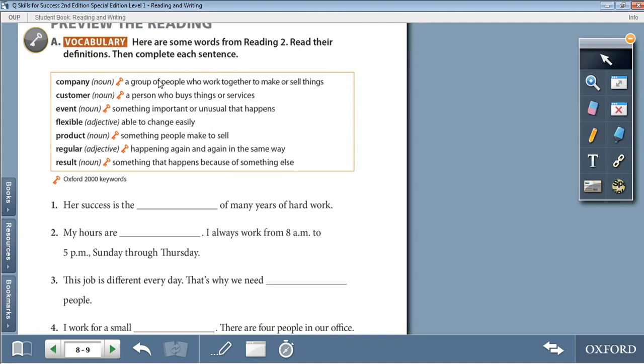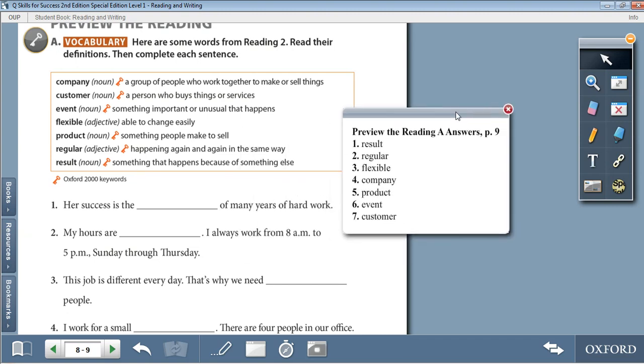Company, a noun, a group of people who work together to make or sell things. Customer, noun, a person who buys things or services. Event, noun, something important or unusual that happens. Flexible, adjective, able to change easily. Product, noun, something people make to sell. Regular, adjective, happening again and again in the same way. Result, noun, something that happens because of something else. Here are the correct answers.